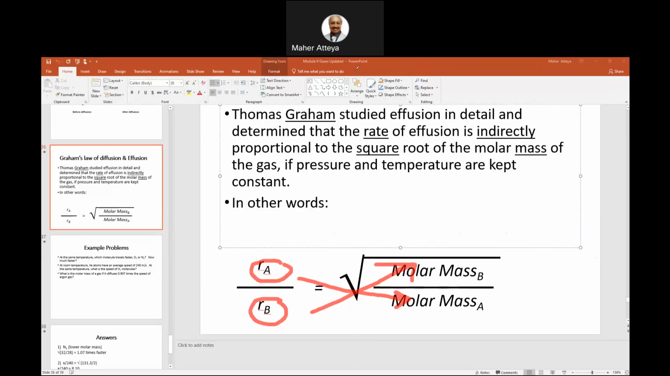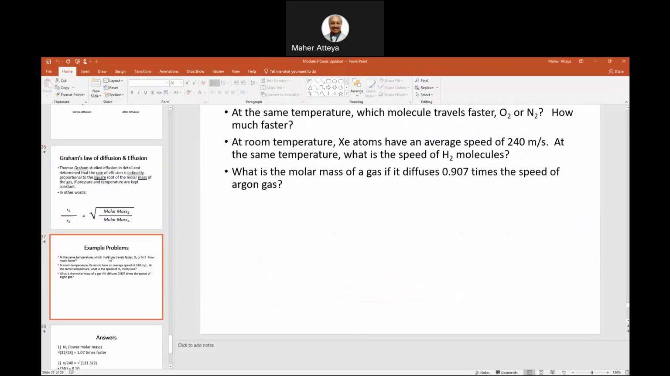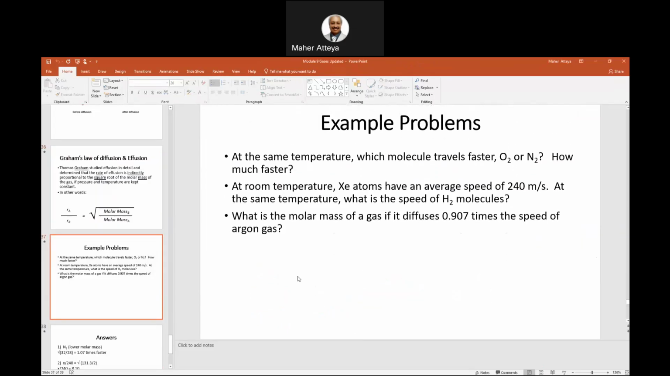So let's look at one of the examples here. It says, at the same temperature, which molecule will travel faster, oxygen or nitrogen? How much faster? So, without calculation, which one do we say? Oxygen is 32 grams per mole, and nitrogen is 28 grams per mole. Which has the least? Nitrogen, correct? So nitrogen will go through first, faster. But how much faster? So you have to do a calculation.